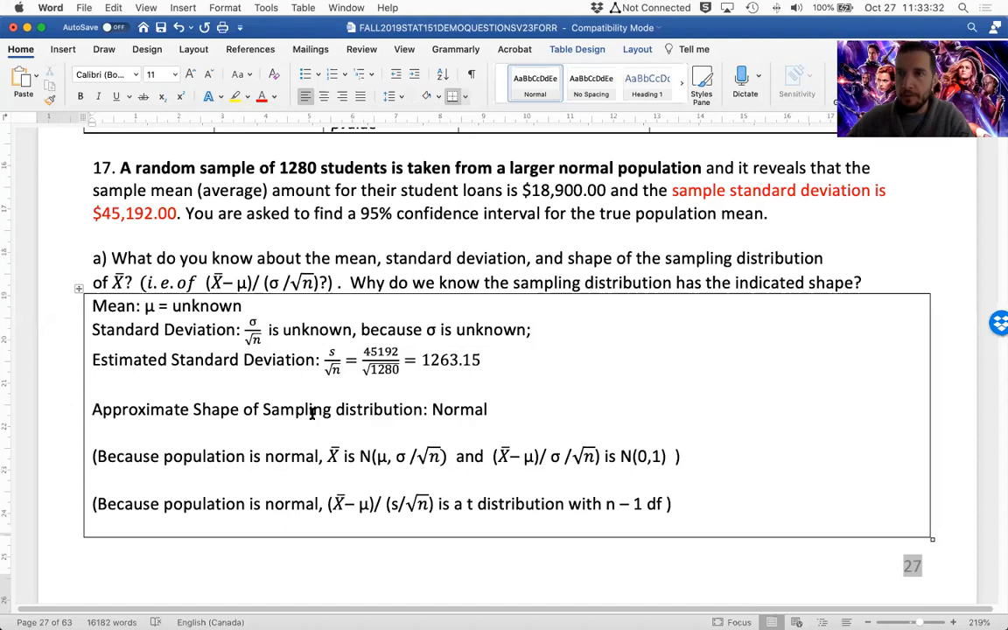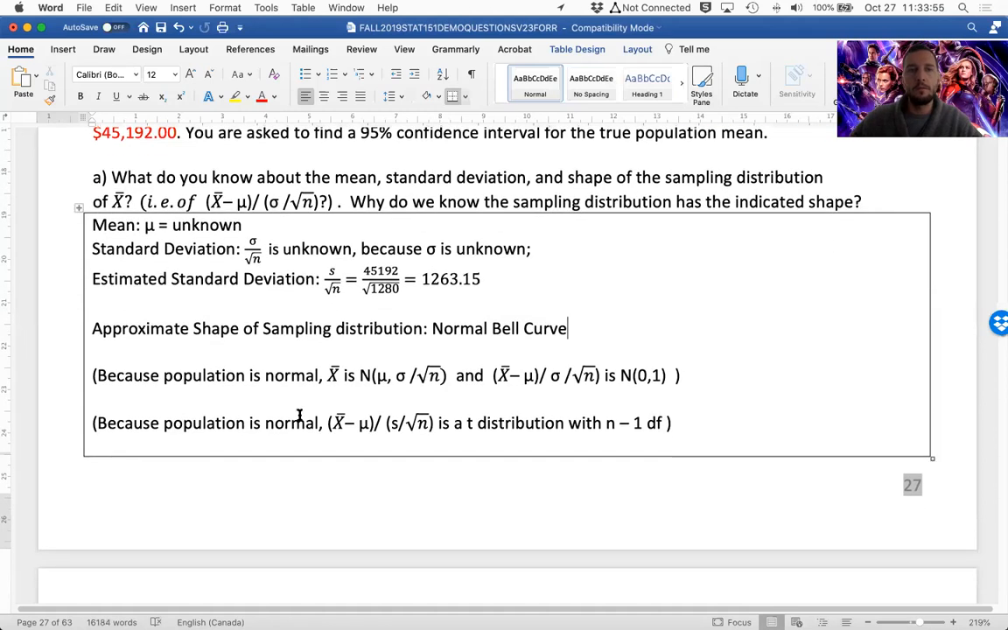What is the shape of the sampling distribution? It's a normal bell curve. Why do we know this is true? Because we sampled from a normal population. So the population that we took the sample from is normal. Therefore, X bar will also be normal based off of the definition that we established last week. So because the population is normal, X bar is normally distributed.